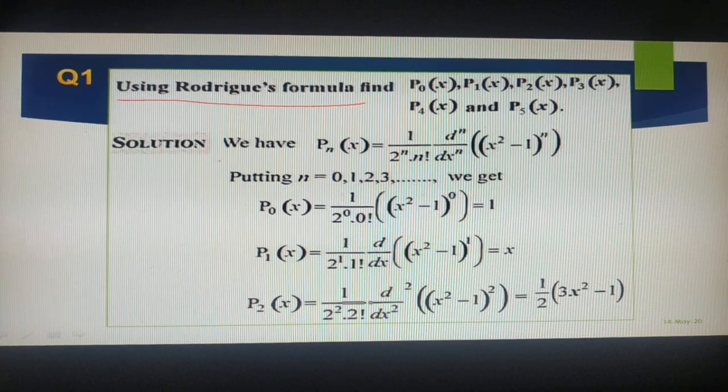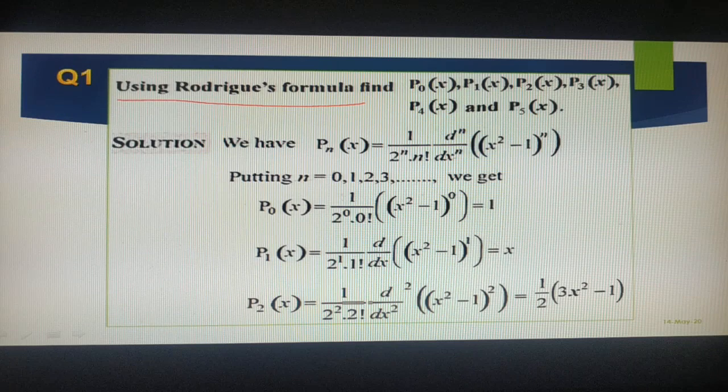So as you know, from Rodrigues formula, Pn of x is equal to 1 by 2 power n into n factorial, d power n by dx to the power of n, x square minus 1 whole to the power of n. So now when you substitute in place of n, that tells us the order of the Legendre's polynomial. So if you substitute n is equal to 0, you will get P0 of x.